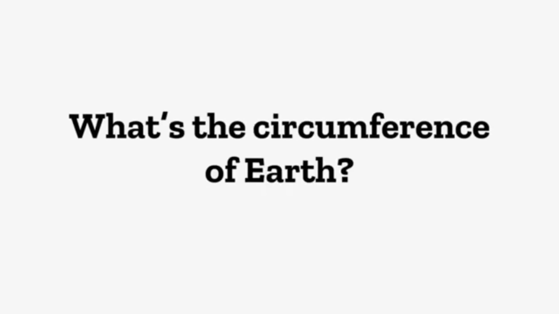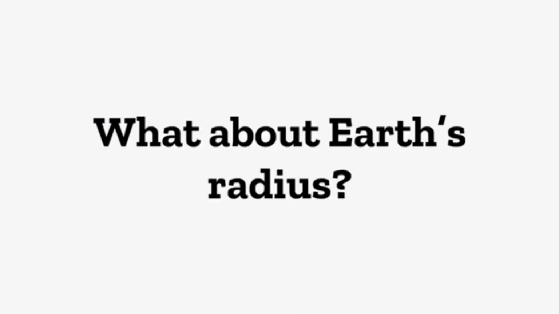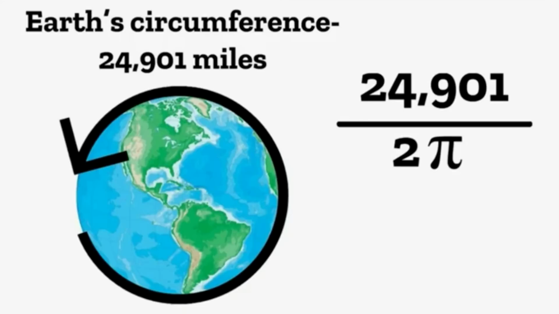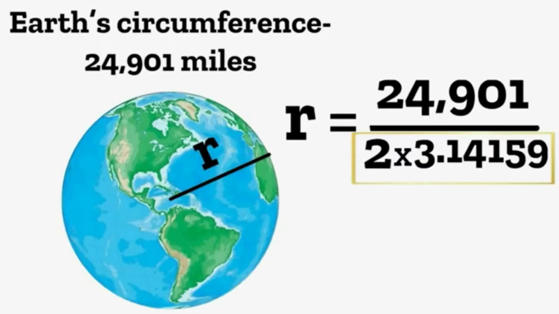What's the circumference of Earth? Earth's circumference is said to be 24,901 miles. What about Earth's radius? To find Earth's radius, you take 24,901 over 2 pi. To find 2 pi, you take 2 times 3.14159, depending on how far out you want to go with pi.